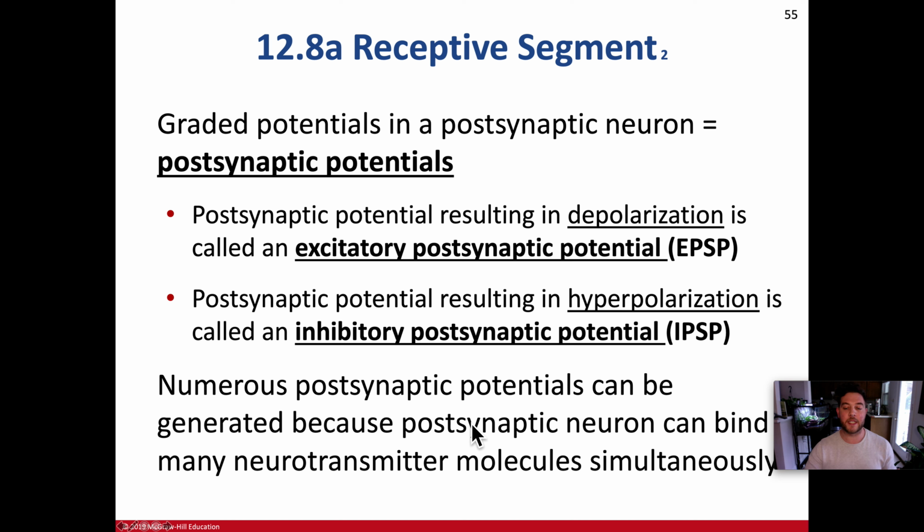You have numerous postsynaptic potentials that can be generated because a postsynaptic neuron can bind many neurotransmitters simultaneously. We'll talk about summation in just a slide or two, but you can have 2 EPSPs and 3 IPSPs, and if the 3 IPSPs are stronger, your signal will be inhibited and it will not be transmitted. But you could have 5 EPSP signals all coming because neurons, remember, have those dendrites that can receive multiple signals, and as they receive those signals, they can integrate them and see, okay, what is the overall response here?